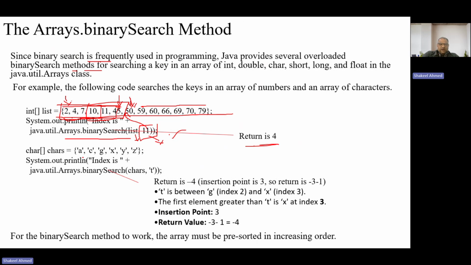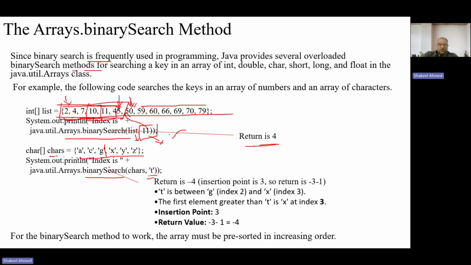Now, for example, if it is not found, we have an array and we are looking for the character t. This array is of characters. So now we are calling java.util.Arrays.binarySearch as the method name. We will be looking into the characters. This is divided again in the same way. We are looking for t. So t is in between.